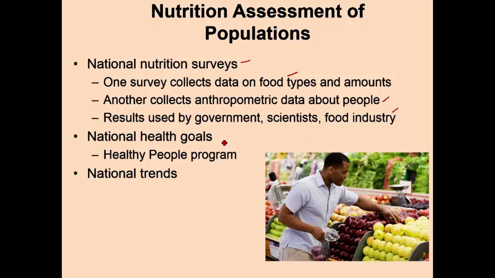The information from those surveys can also be used to set national health goals. The program that's going on right now is called the Healthy People Program. This sets priorities and guides policies that can help increase the quality and years of a healthy life and help to eliminate health disparities.